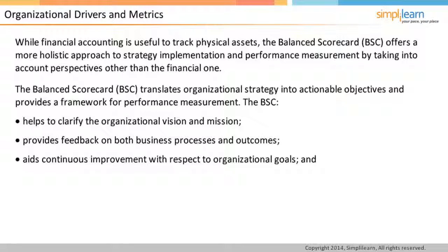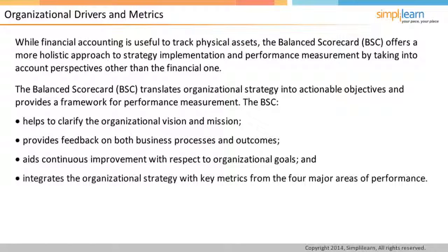The balanced scorecard achieves all this by integrating the organizational strategy with a limited number of key metrics from 4 major areas of performance: finance, customer relations, internal processes, and learning and growth. Many organizations in the world use balanced scorecard approaches, and the number is increasing every day. In the next screen, we will describe the balanced scorecard framework.